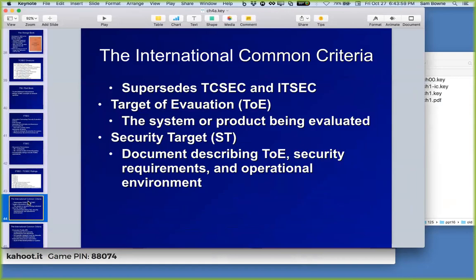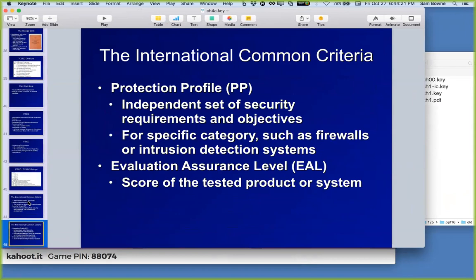And then eventually, we established an international common criteria. The idea here was to have one that would apply to both the US and Europe, since we're going to work together. And so they have this thing called the target of evaluation, which is the product you're evaluating, and the security target, which defines what level of security you're trying to accomplish. And then they can analyze your system and decide if it meets that level or not.